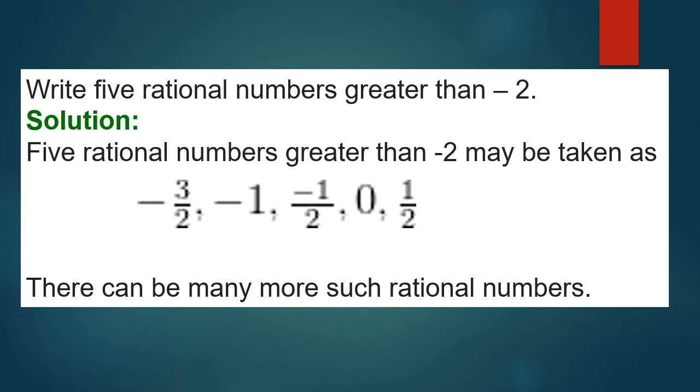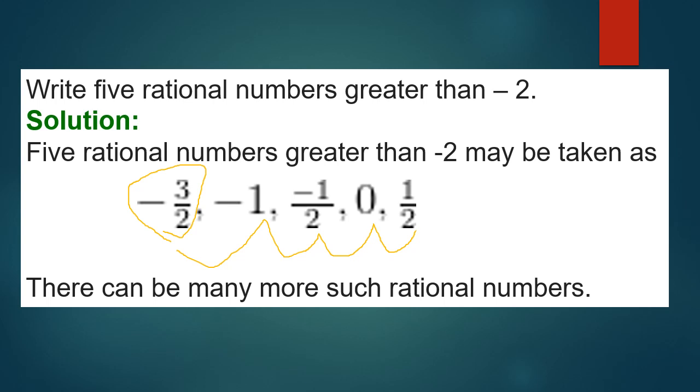Children, here minus 3 by 2 is the simplified form of minus 1 and half. So we can write it as minus 3 by 2, minus 1, then minus 1 by 2, minus half, 0 and plus half or plus 1 by 2 are the 5 rational numbers greater than minus 2. Now let us move on to the next one.